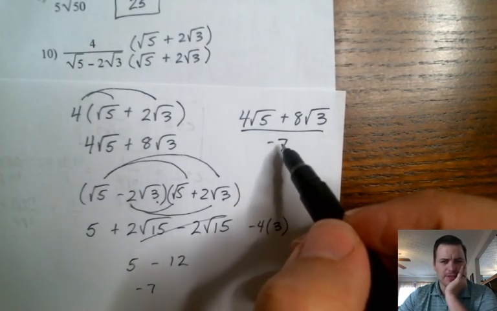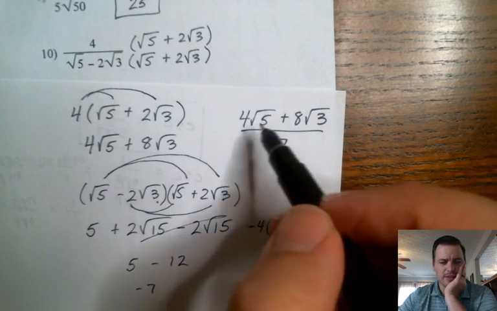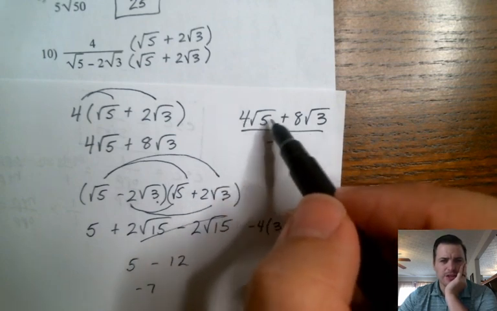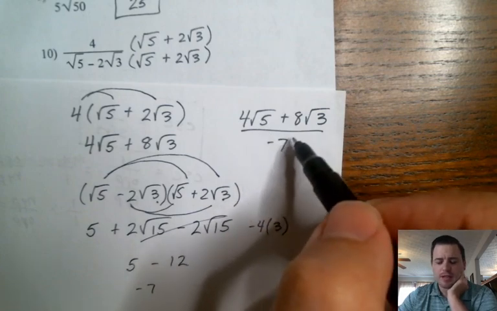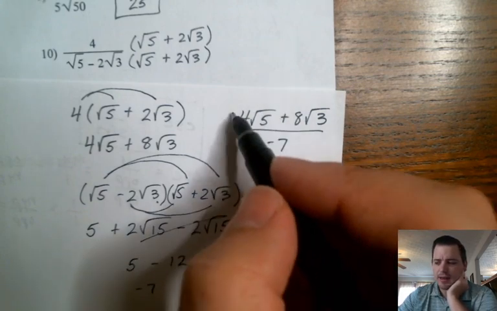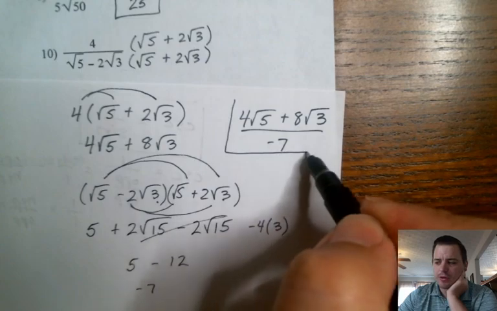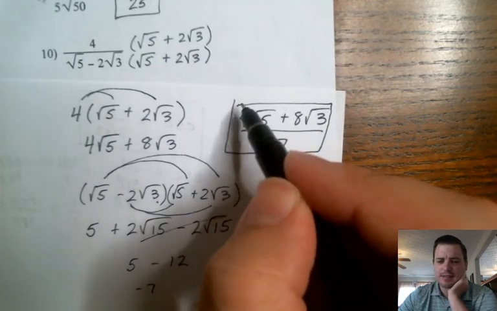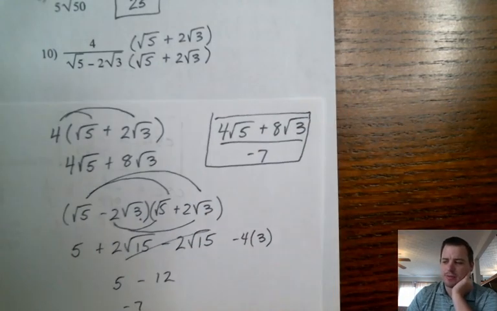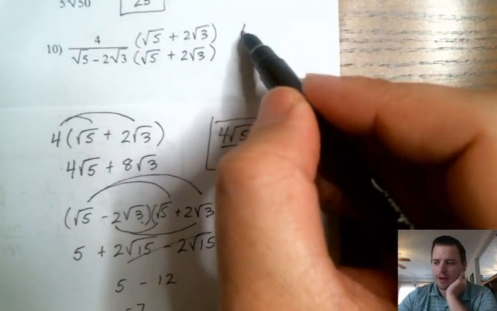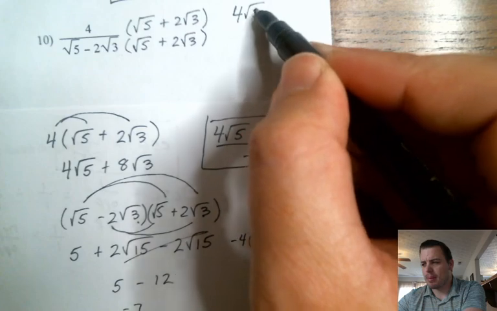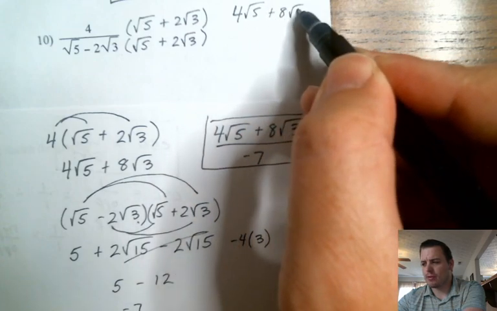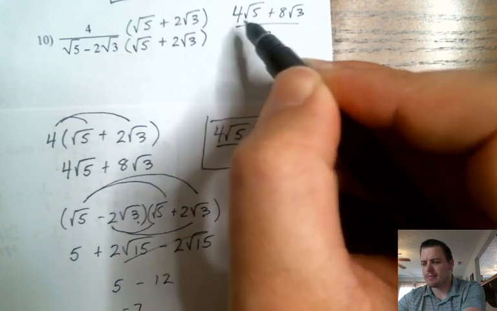I asked myself, can these three outside numbers simplify? These two can, 4 and 8 can, by 4, but because the 7 can't, all three have to in order to simplify it. And since that's the case, our final answer would be 4 radical 5 plus 8 radical 3 all over negative 7 for number 10.